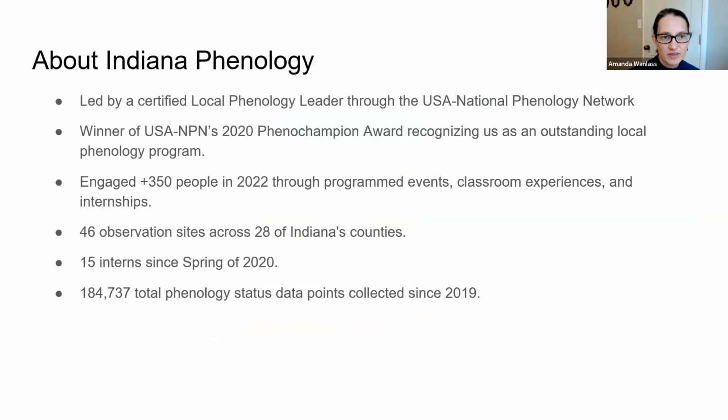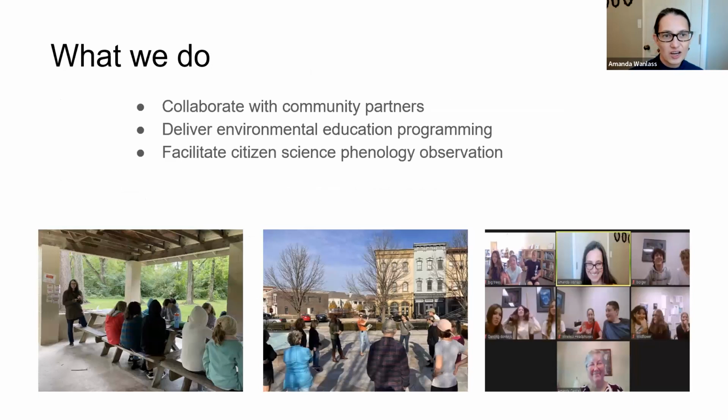We have about 45 different observation sites across 28 different counties in Indiana. We'd love to have observers in all 92 counties. We have college interns that we work with, and as an organization, we've collected 184,000 phenology status data points since 2019, which is a sizable number. We do environmental education programming. We facilitate citizen science phenology observation through programs like this one, and we collaborate with community partners.